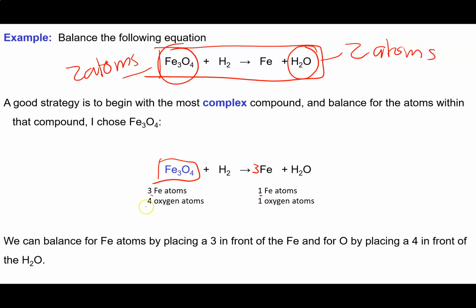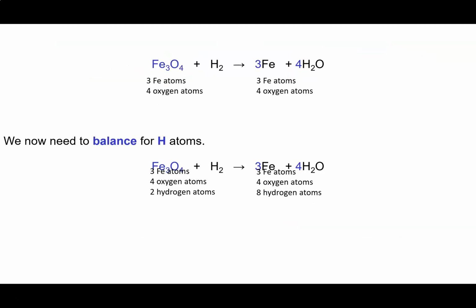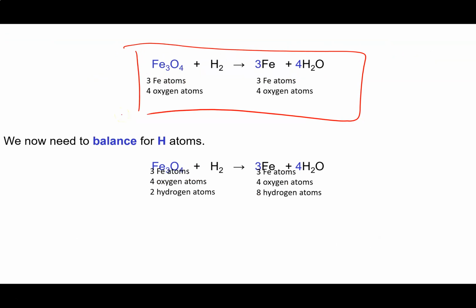My next difficulty is I've got 4 oxygen atoms on the left and I've only got the 1 oxygen atom over here on the right. So how do I get 1 up to 4? Well, I'm going to need to put a 4 in there. So having done that, it looks like this. Now this is done, I've balanced for everything in there. So what I want to do now is move on to my next substance.